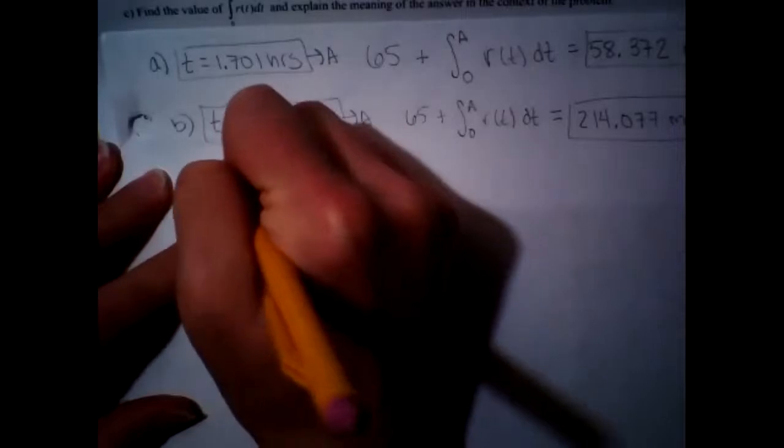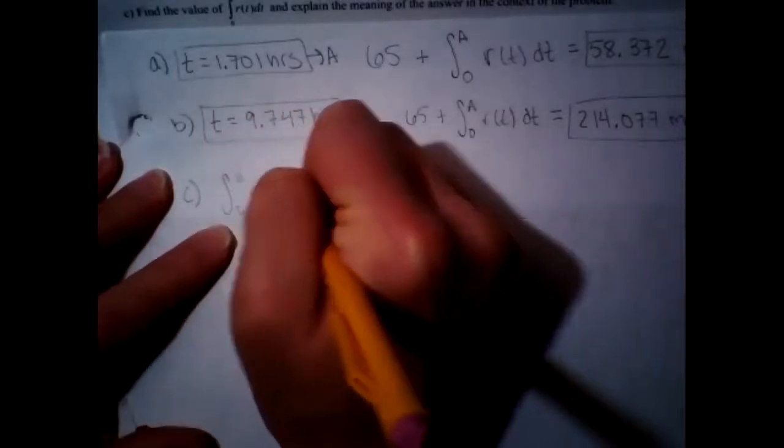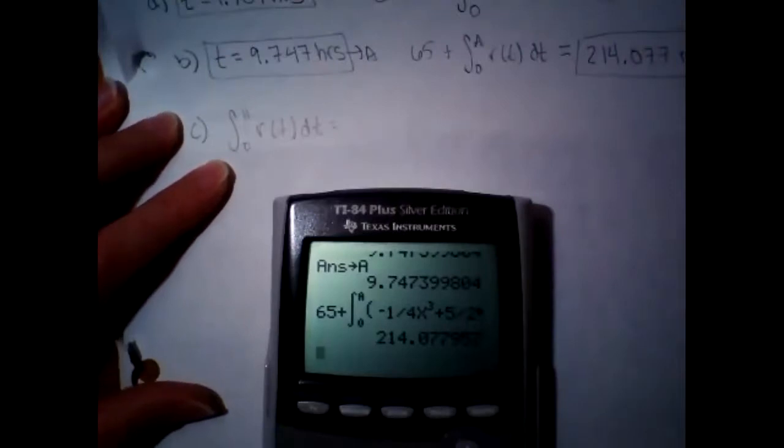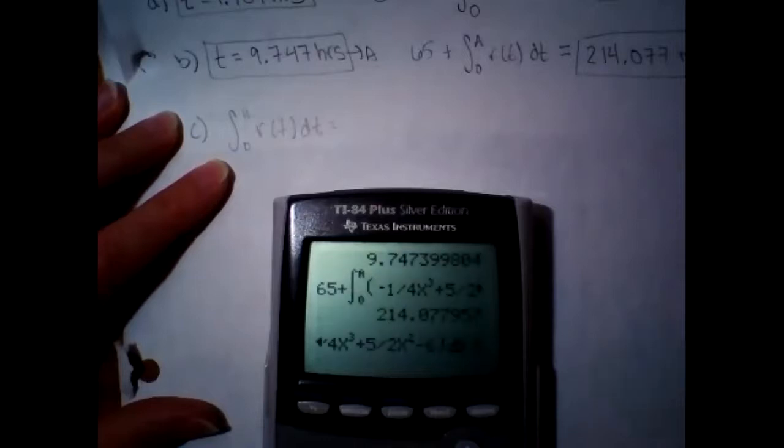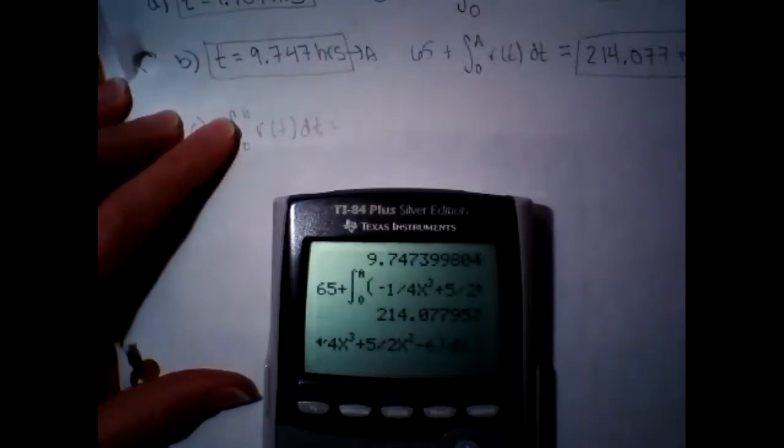All right, letter C. Find the value of integral 0 to 11 r of t dt. All right, this is like maybe the most gimme question on the test. All you have to do is type that in. So I'm going to go back and get this. And I'm going to change the A to an 11.